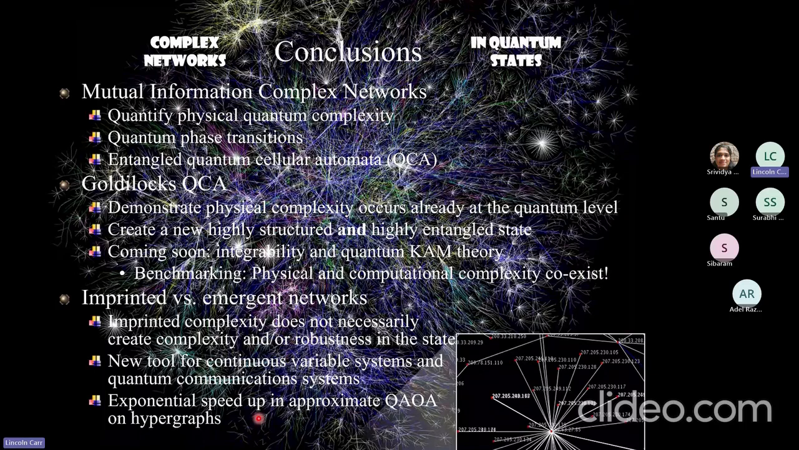What is the idea about this? So you were basically thinking that complex networks are getting mapped to a quantum state, and then you are using the quantum mutual information to characterize that network or something.